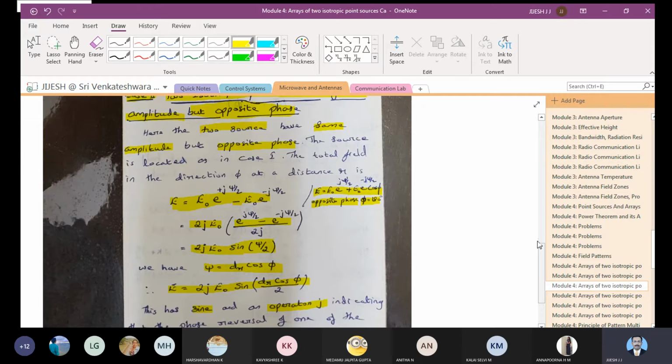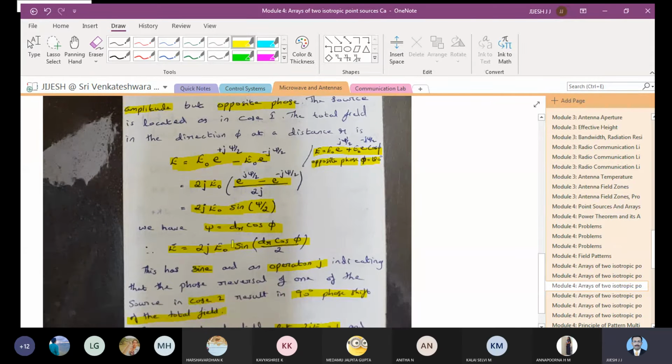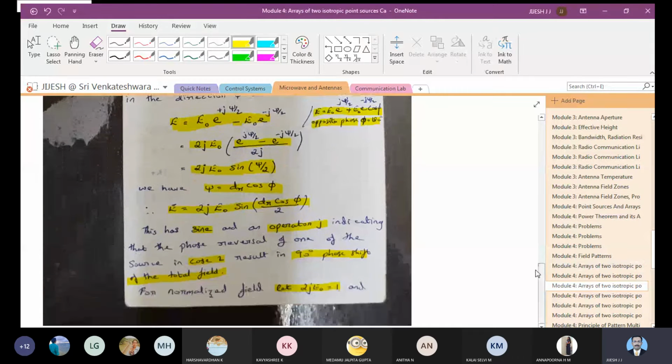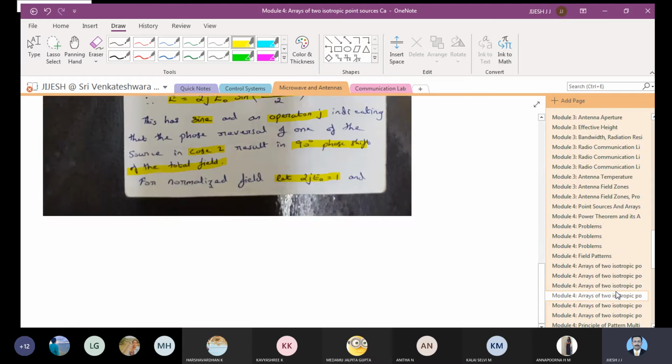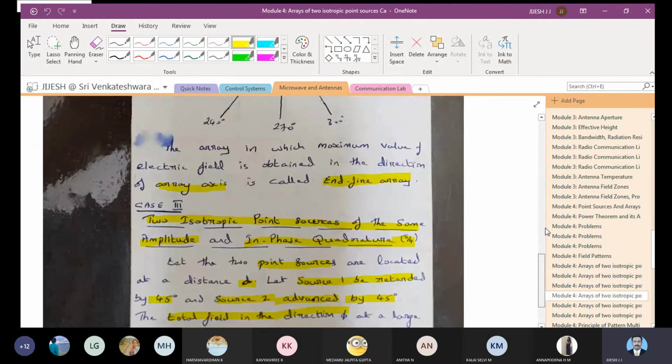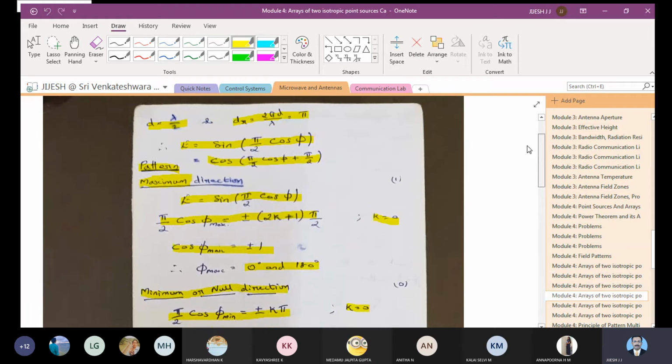So this equation is in terms of sine, so you need to use those cases and simplify that. When you go ahead with further simplification, you can take 2j E naught as 1, and you'll get sine of dr by 2 cos phi. Since this equation is in terms of sine, you have to go with the maximum, minimum and half power points. So let me take you through the equation. E is equal to sine of pi by 2 cos phi.